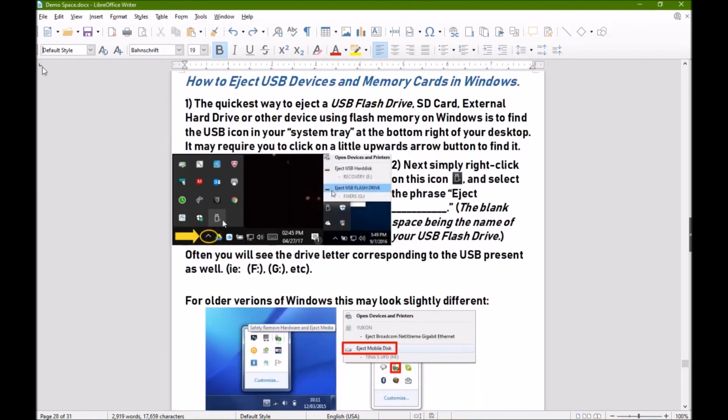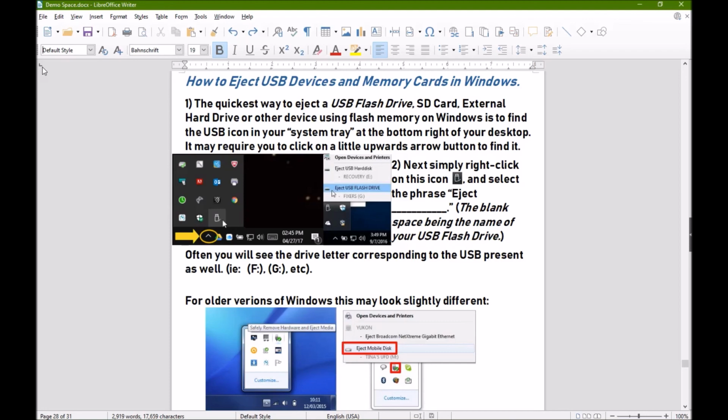How to eject USB devices and memory cards in Windows. Step 1. The quickest way to eject a USB drive, SD card, external hard drive, or other device using flash memory on Windows is to find the USB icon in your system tray at the bottom right of your desktop, close to the clock. It may require you to click on a little upwards arrow button to find it.